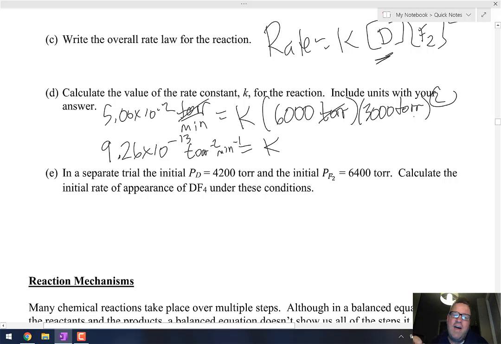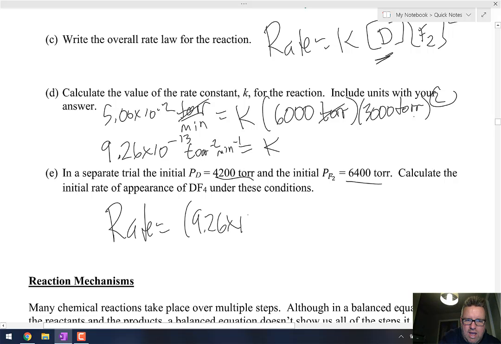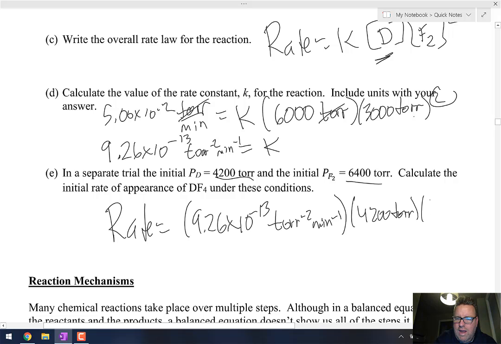Okay, and now we have the rate constant, and now they're going to change the conditions for us. Now they say, all right, now we're going to change the pressures to this. What's the rate? Okay, and so again, the rate is going to equal that rate constant, 9.26 times 10 to the minus 13th, again, torr to the minus 2, minutes to the minus 1, times the pressure of D is 4,200 torr, and F2 is 6,400 torr. And again, don't forget to square it.